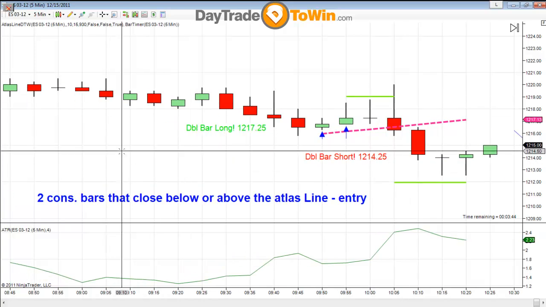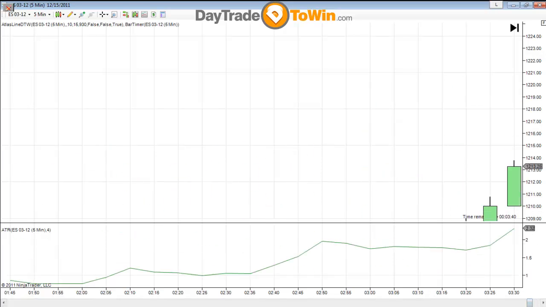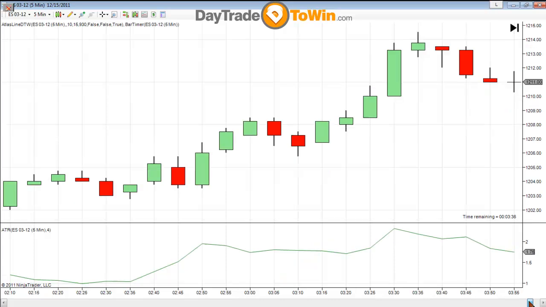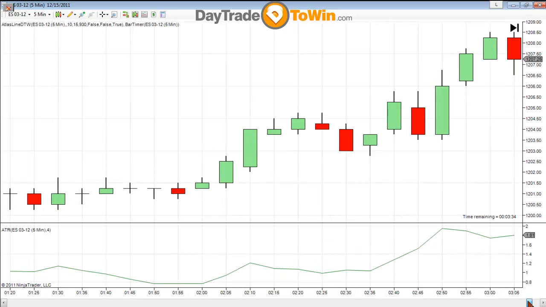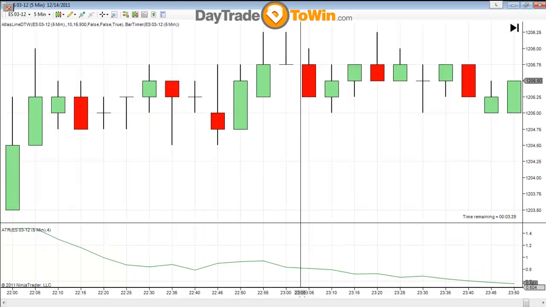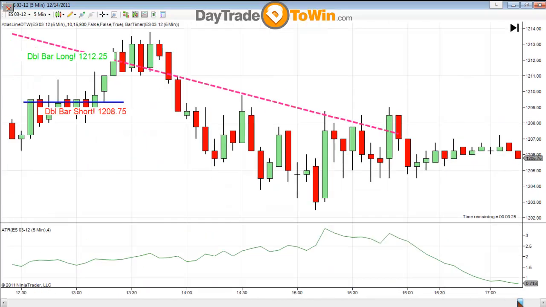So as an example, let me show you yesterday here. You can also add multiple Atlas lines to your chart, which I do on occasion when lunchtime rolls around, or the late day rally, late day sell-off. I add additional Atlas lines, or even overnight for the currency traders that want to trade currencies.